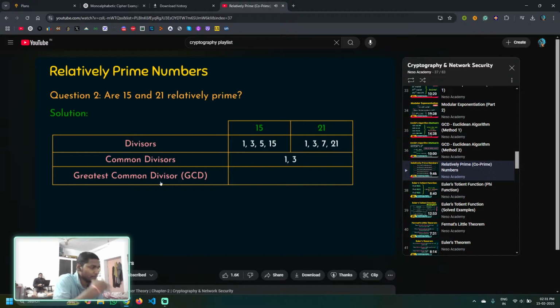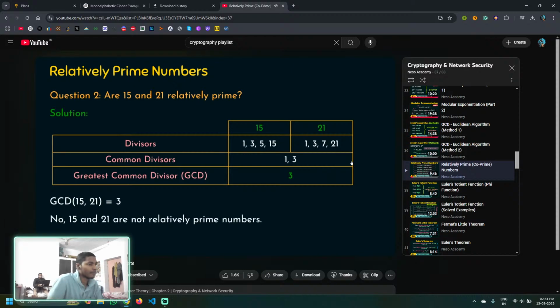Out of 1 and 3, what is the greatest common divisor or highest common factor? Which is 3 here, right? So 3 is the biggest number. So the GCD of 15 and 21 is 3. So the answer to this question, are 15 and 21 relatively prime? No, 15 and 21 are not relatively prime numbers.